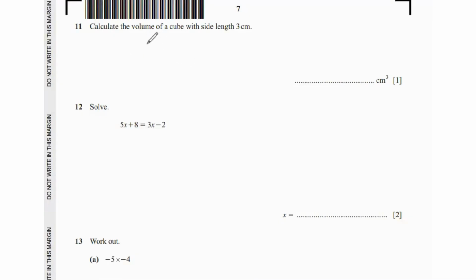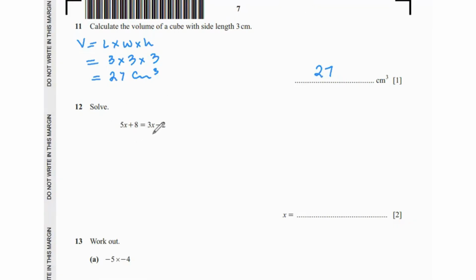The next question says, calculate the volume of a cube with side length 3 centimeters. So a cube has the formula of length times width times height for the volume. A cube has the same length for all sides because all faces are squares. It's going to be 3 times 3 times 3. 3 times 3 is 9. 9 times 3 is 27. So 27 centimeters cubed is your answer.